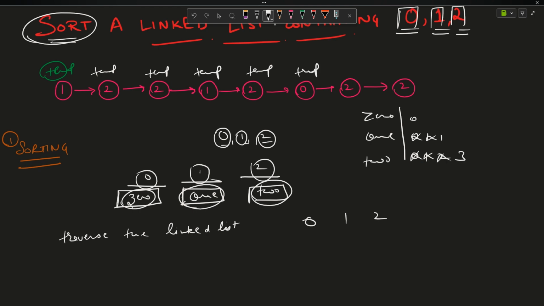Temp data equals 0, increment it. Temp data equals 2, increment it. Temp data equals 2, increment it. So we have one 0, one 1 and five 2's in the linked list.